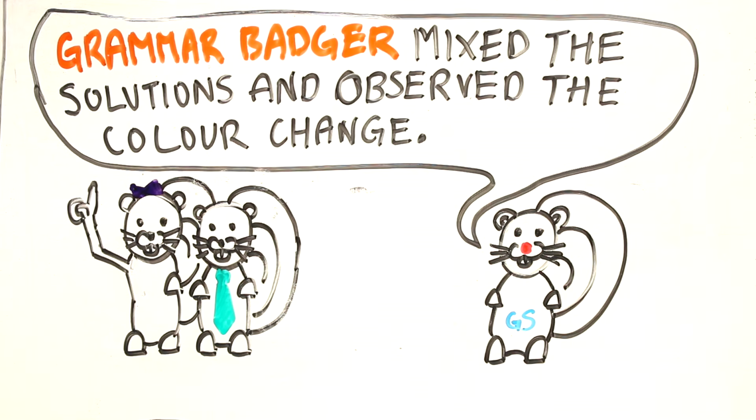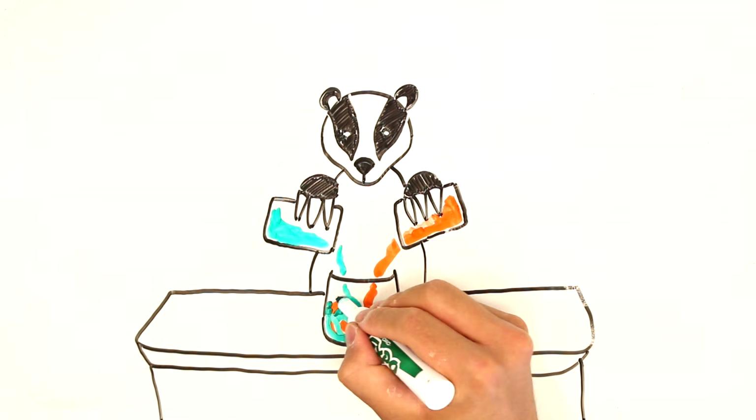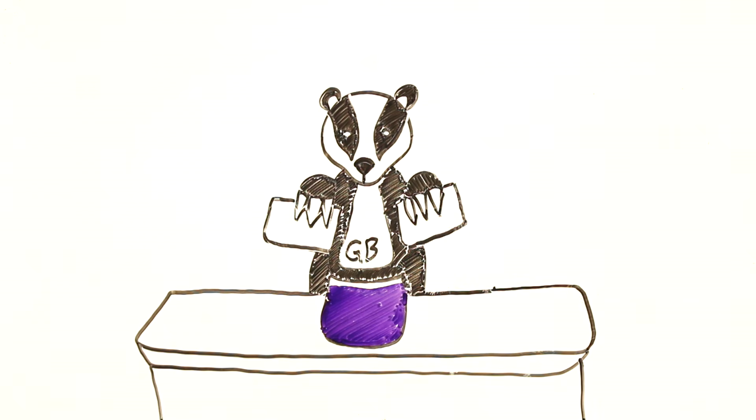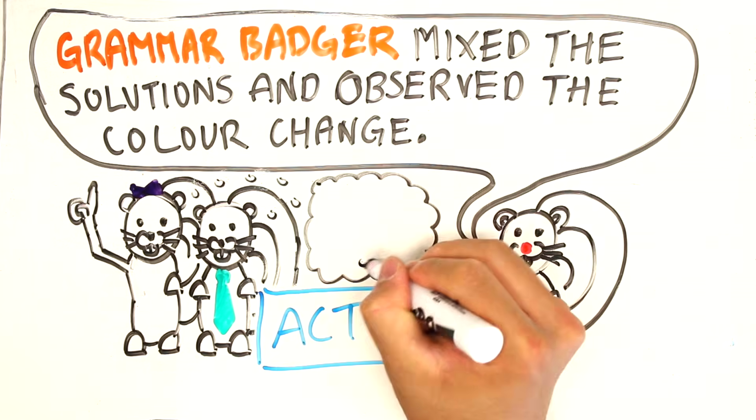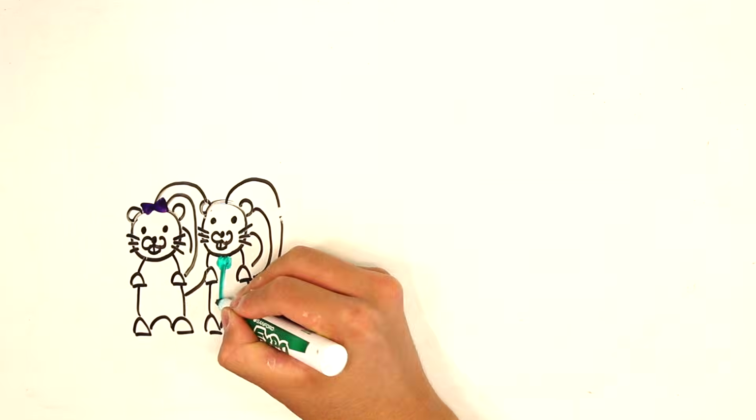Okay, great. And if the subject is actively performing the action of the verb, which the Grammar Badger is, then this must be written in the active voice. Okay, Grammar Squirrel's second example.